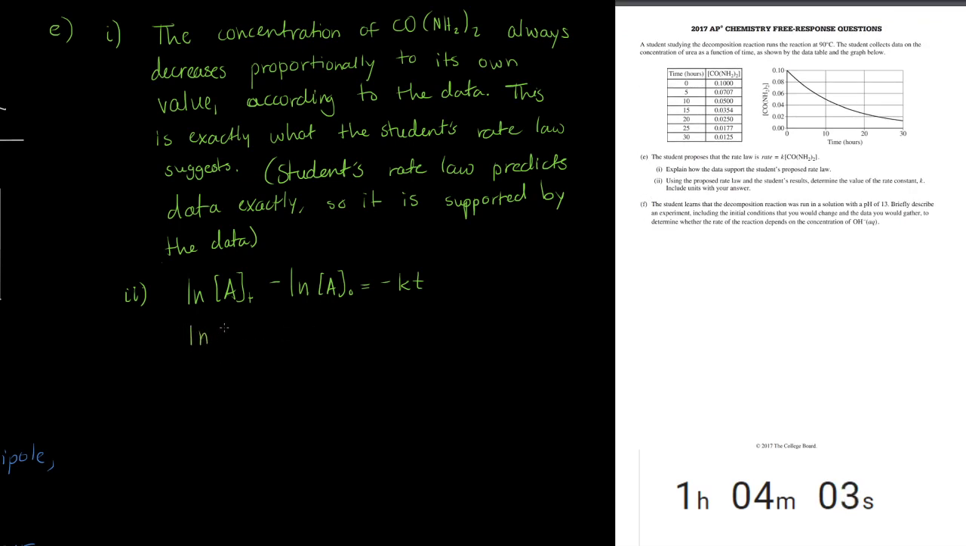So rewriting this, the natural log of concentration at time t, at time 30, why not, is going to be 0.0125, minus the natural log of the initial concentration, 0.1000. It's going to be equal to negative k times t, which is 30 hours. Remember, it's hours. So if we solve for the left-hand side, this is the natural log of 0.0125 minus the natural log of 0.1000. Calculate that, it's negative 2 point something. Then we multiply that by negative 1 on the right, and we divide it by 30.